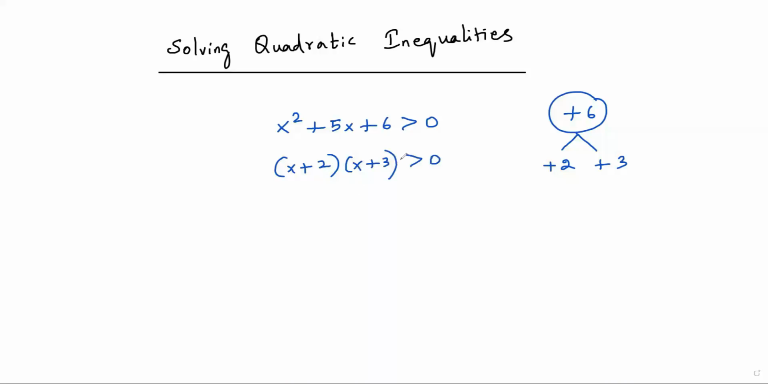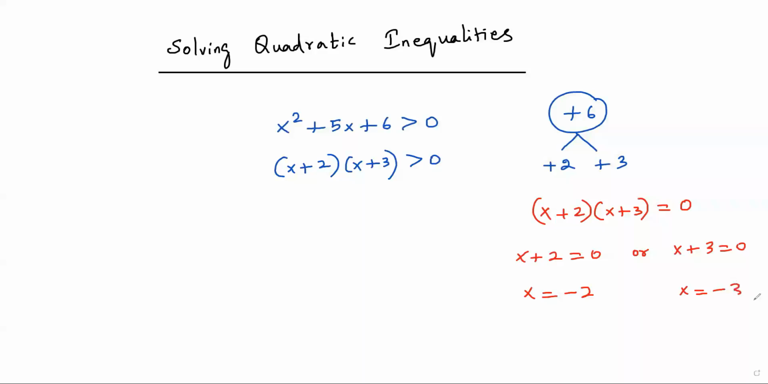Okay, now you have to assume this inequality as an equation and solve for x. I'm going to do this one separately. So now I'm going to assume this inequality as an equation. That is (x + 2)(x + 3) = 0. So the product of these two factors is equal to 0. So either the first factor x + 2 must be 0 or x + 3 must be 0 so that the product can be equal to 0. If x + 2 = 0, then we get x = -2. If x + 3 = 0, then we get x = -3.